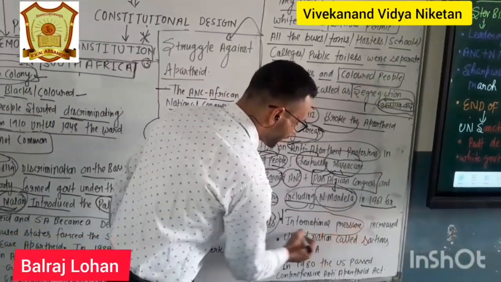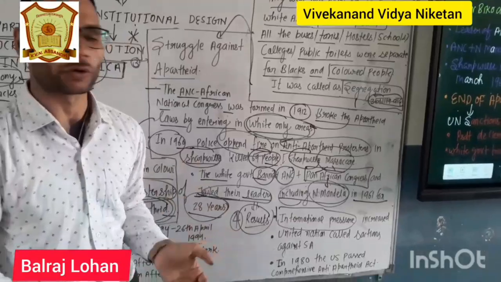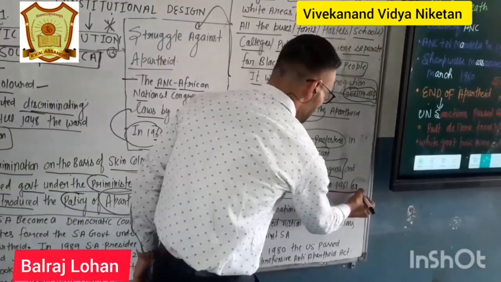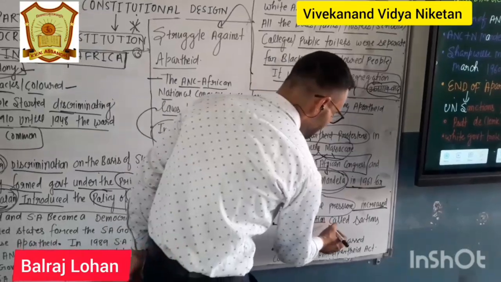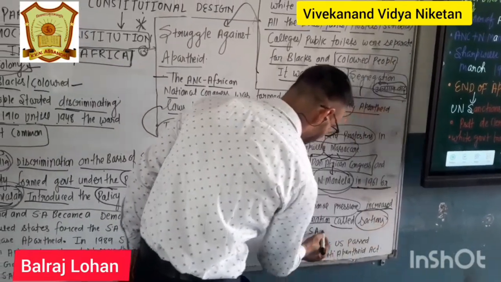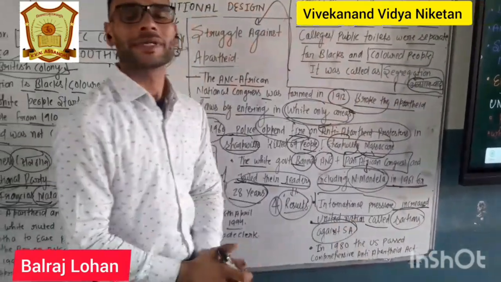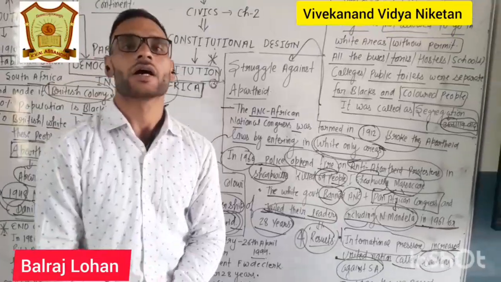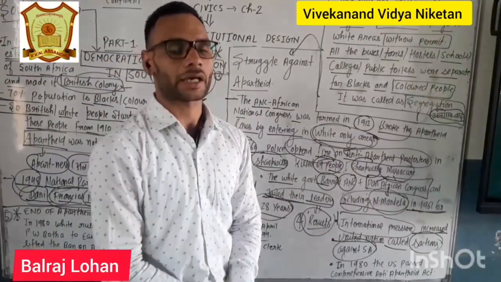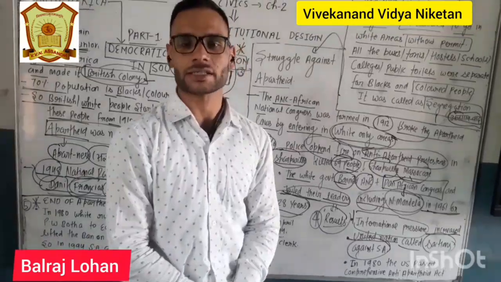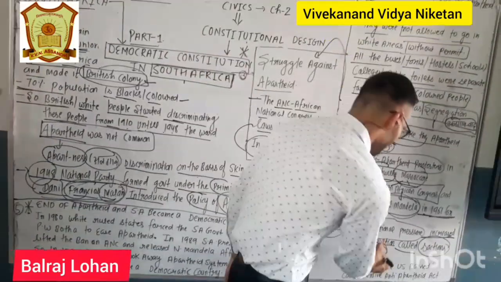International pressure in geopolitics increased in 1960. The United Nations called for sanctions against South Africa. The UN is an institution responsible for maintaining peace, equality and human rights in the world. So it imposed sanctions against South Africa.